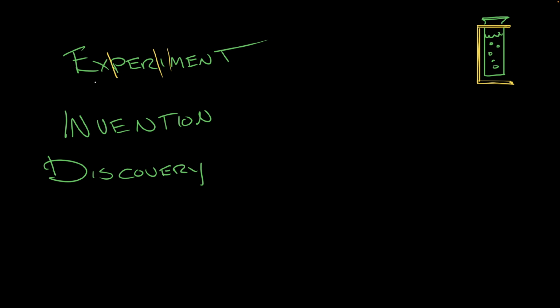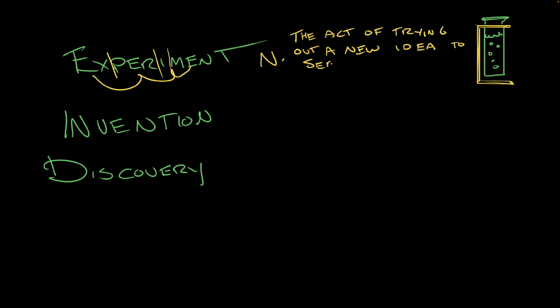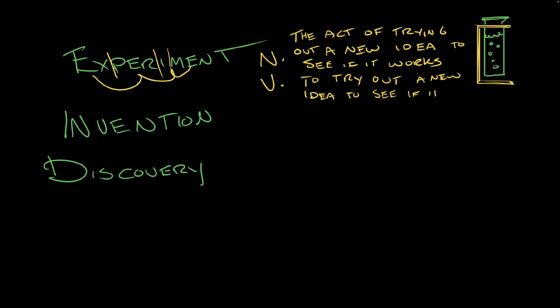First, experiment. Experiment. It's a noun. It means the act of trying out a new idea to see if it works. Often you'll see it in the context of science. It's also a verb. To experiment means to try out a new idea to see if it works.